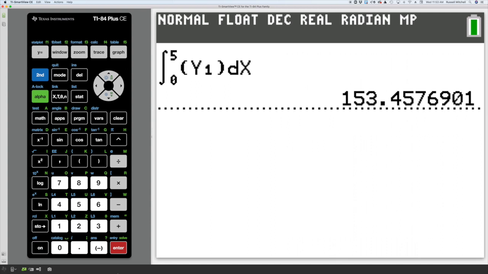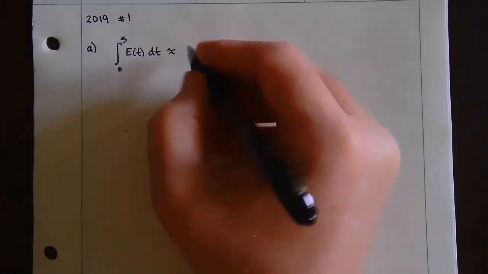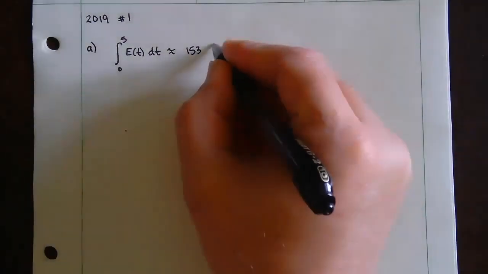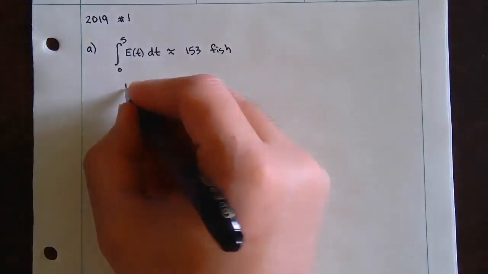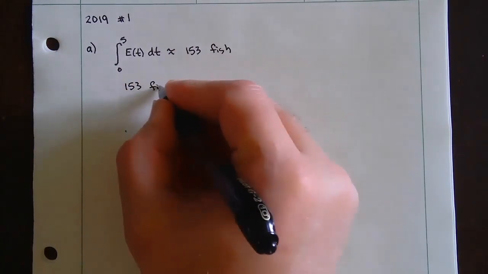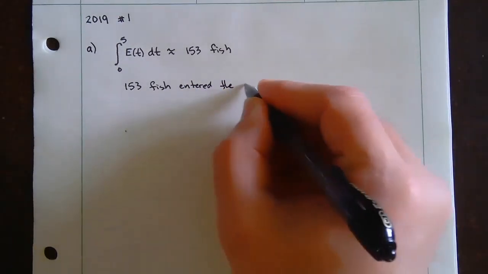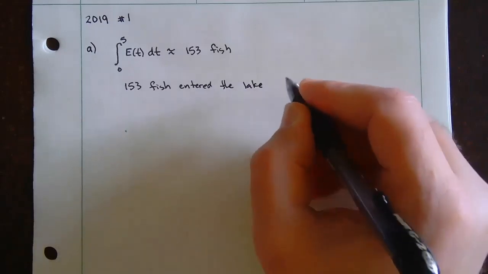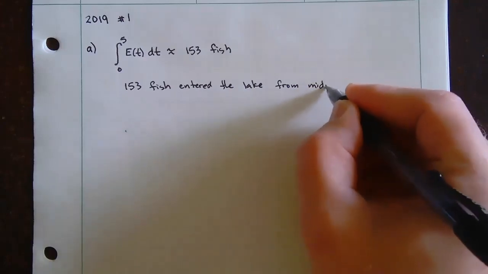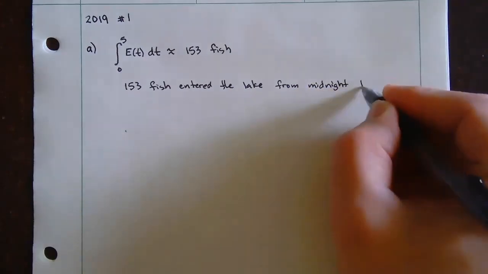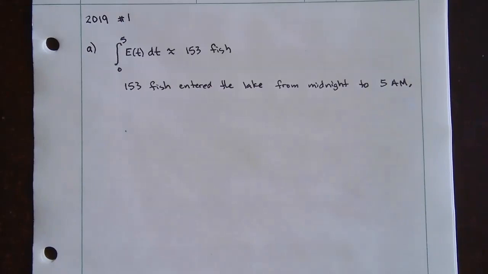So let's go back and record this on our paper. This is equal to 153 fish. We would say something like this: 153 fish entered the lake from midnight to 5 a.m. Okay, so let's go to part B and we'll answer that question.